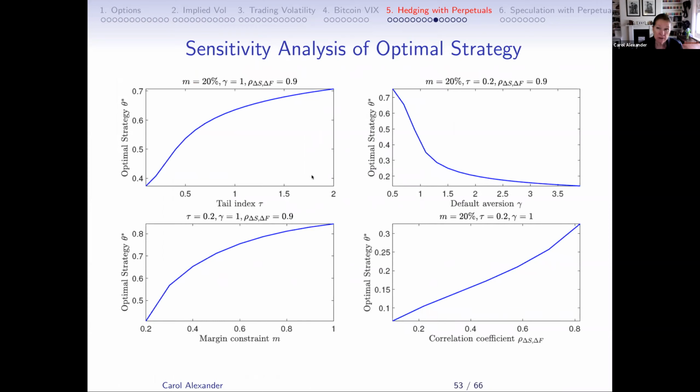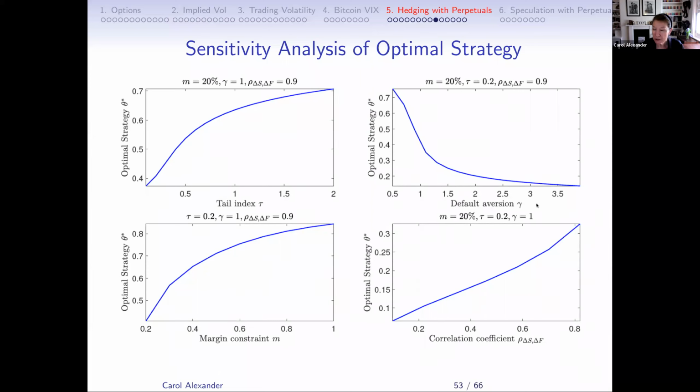So let's have a look, before we do some empirical results, at the variation of the optimal strategy with the tail index. As the tail index increases, large price moves become obviously a lot more common, and default probabilities increase, and so the optimal strategy increases. The theta goes from 0.4 to 0.7. This is for fixed values of the buffer, 20%, for default aversion, and assuming a correlation of 0.9.